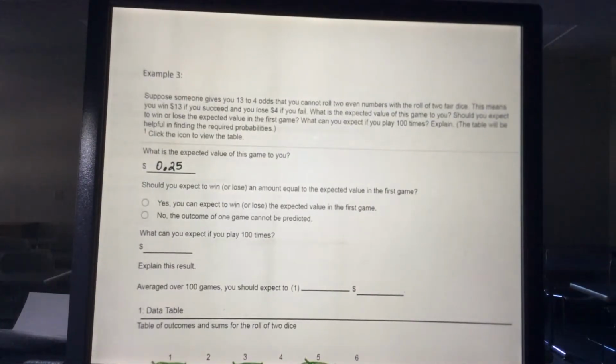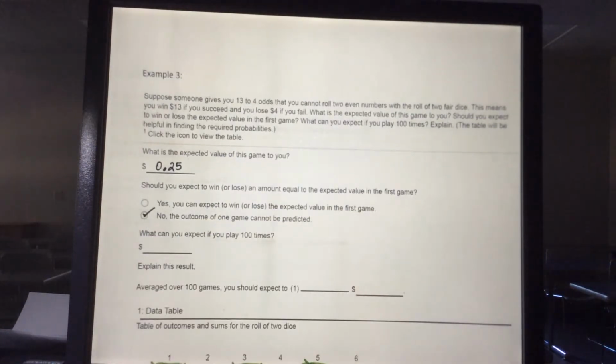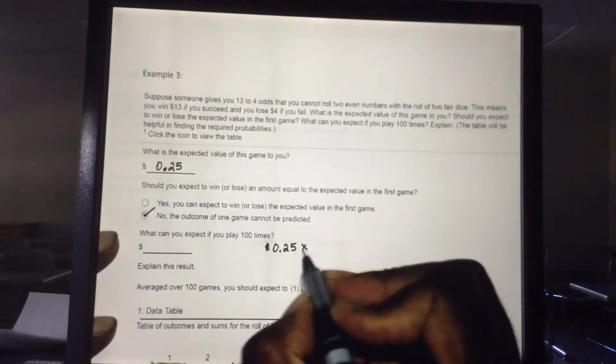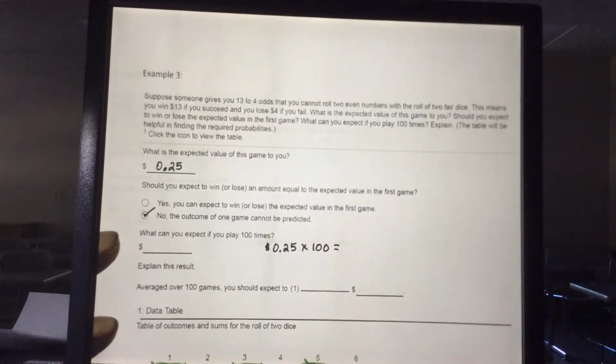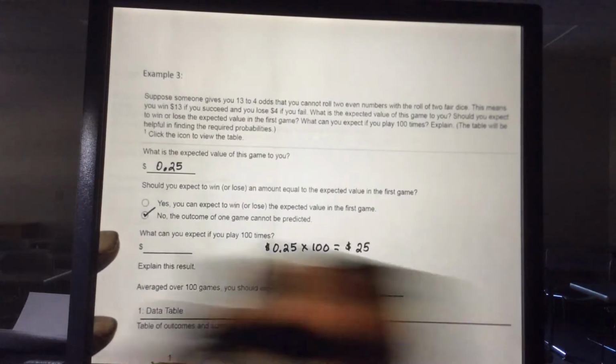Okay, and now, should you expect to win or lose an amount equal to the expected value in the first game? Okay, the answer has to be no, because this is only one game and the outcome can't be predicted on just that one game. But the next part is, what can you expect if you play 100 times? Well, if our expected value is 25 cents, and if we play it 100 times, so 0.25 times 100 would give us $25.